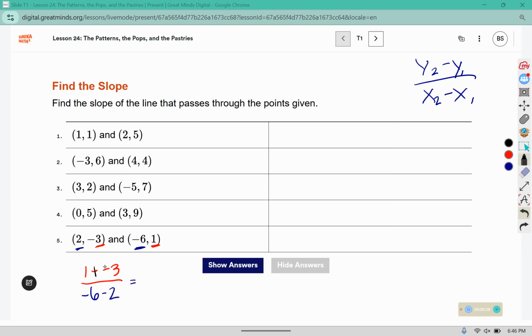When you see minus and negative, you can change that to plus positive. 1 plus 3 is 4. -6 minus 2 is -8. And if we reduce that fraction, that gives us a slope of -1/2.